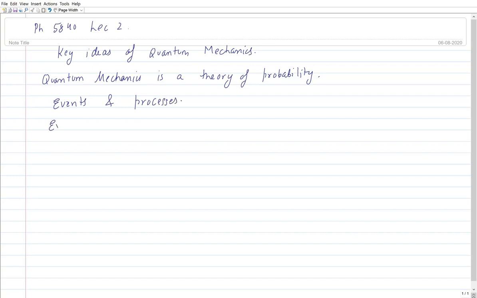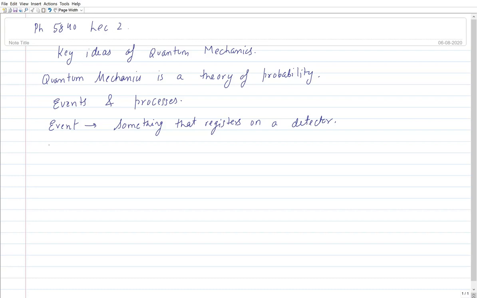So what is an event? An event is whatever occurs. To make the argument, let's say the event is something that registers on a detector. It can be a photon pinging on a detector. It can be you collecting an electron somewhere. Anything that registers on a detector is an event.